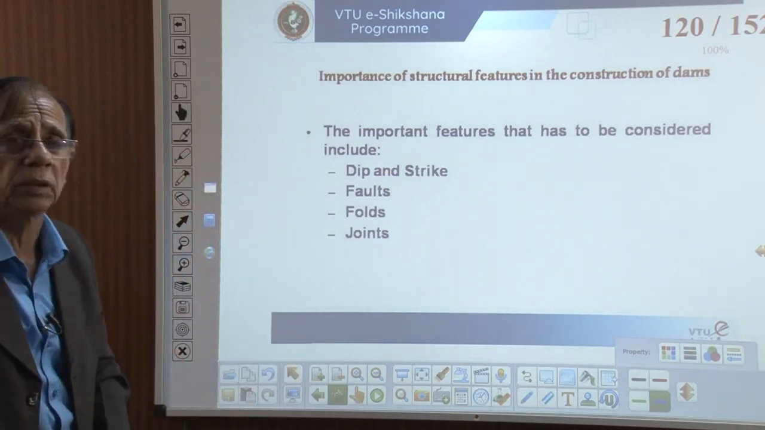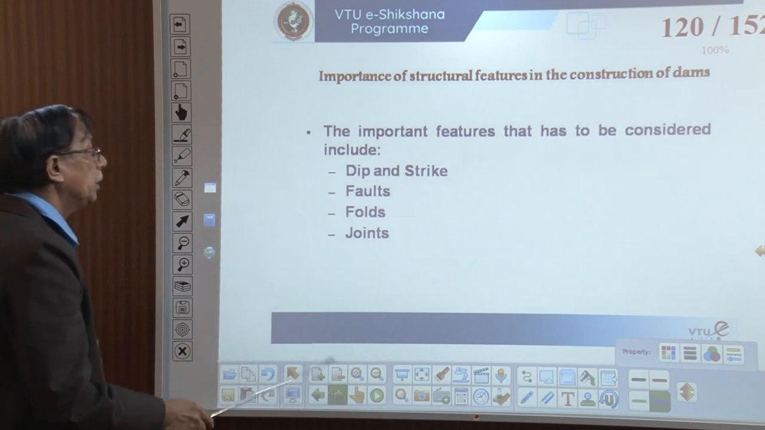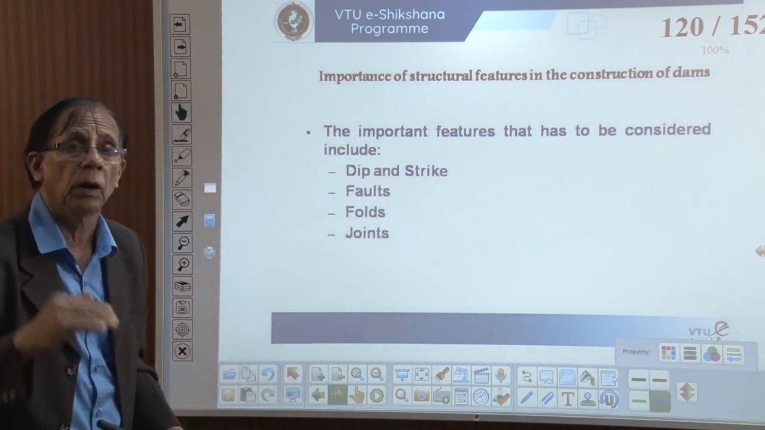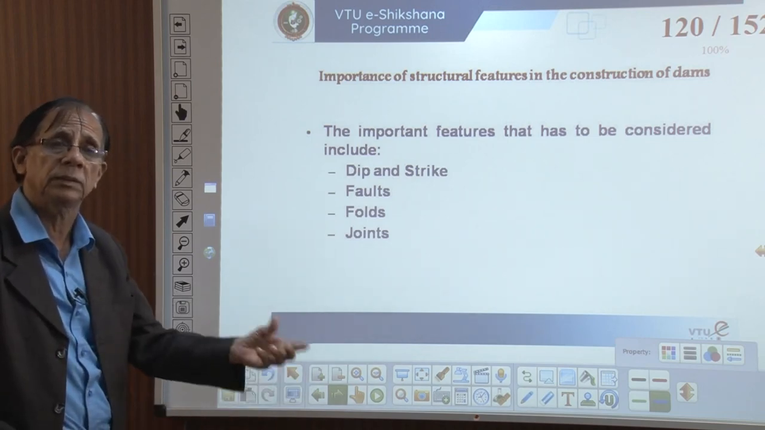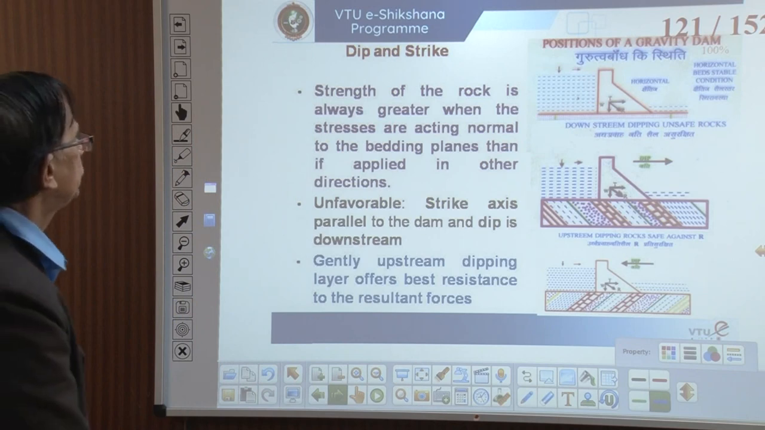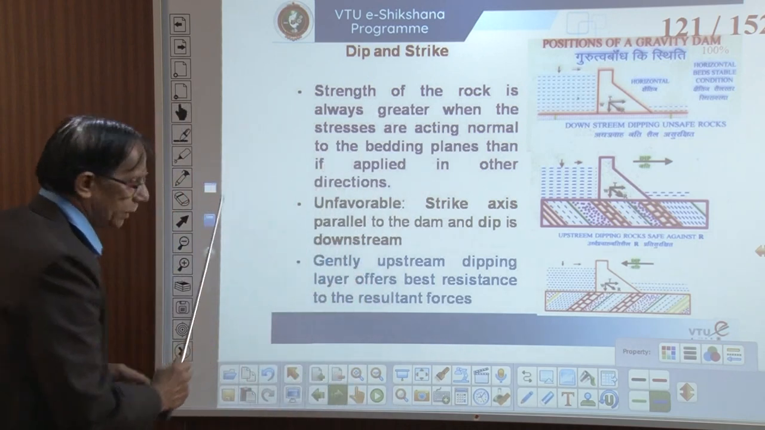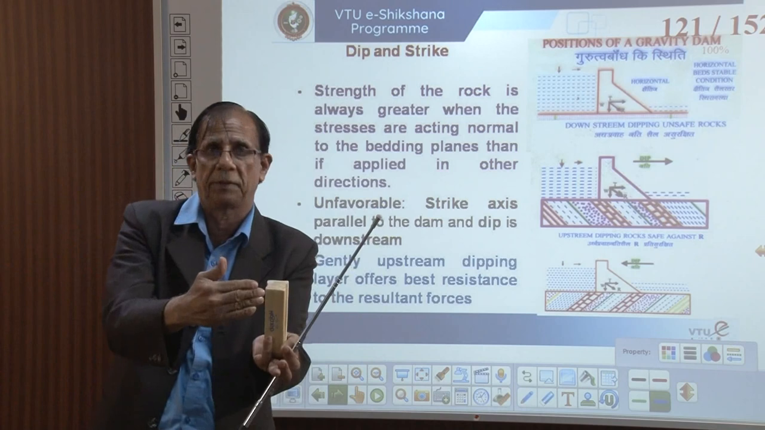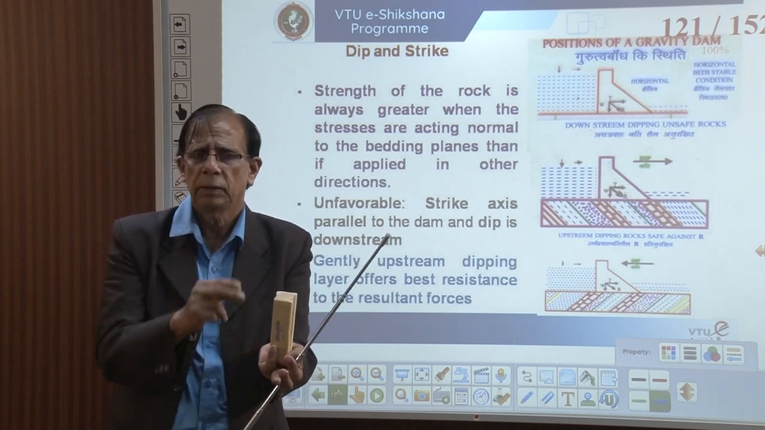The importance of structural features in the dam is something different. These are all in addition to the rock: the different strike, folds, faults, joints, and unconformities, how exactly they affect the dam site. That is additional, in addition to the rock, their crushing strength, the porosity, permeability, etc. We also have to look into. Example, the strength of the rock is always greater when stresses are acting normal to the bedding plane. It means if I apply pressure and something is stable by virtue of its weight, because of its weight it is stable. If its weight decreases, it is not stable.